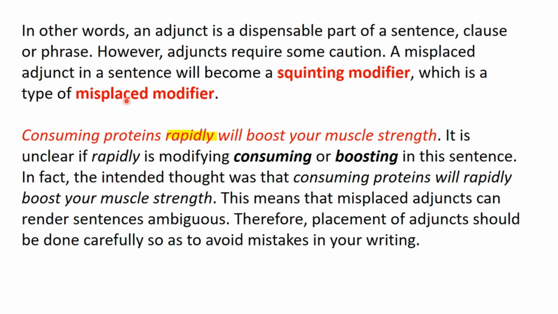For example, in this sentence, consuming proteins rapidly will boost your muscle strength. Now the placement of this modifier is making it difficult for the reader to understand whether this adjunct adverb rapidly is modifying consuming or boosting. Now the intended thought is that consuming proteins will rapidly boost your muscle strength. So this is a squinting modifier, a misplaced one, which needs to be placed after the verb will. Consuming proteins will rapidly boost your muscle strength. Now this makes the thought clear.